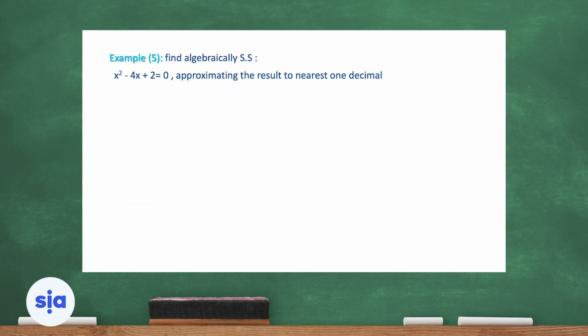Now let's move to example 5. X squared minus 4x plus 2 equals 0, and the question wants us to find the solution set after approximating it to 1 decimal place. So the coefficient of x squared is a equals 1. The coefficient of x is b, so here b equals negative 4, where the constant, or the number with no x, is 2, so c equals 2.